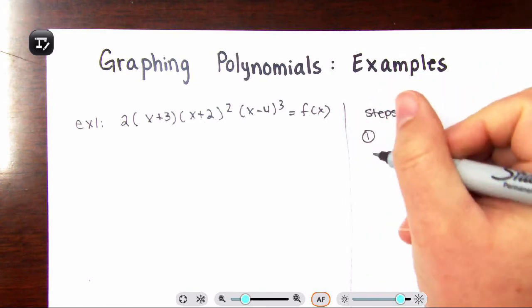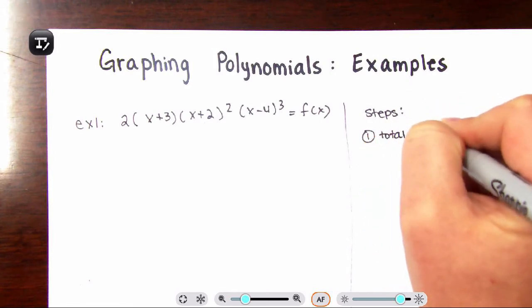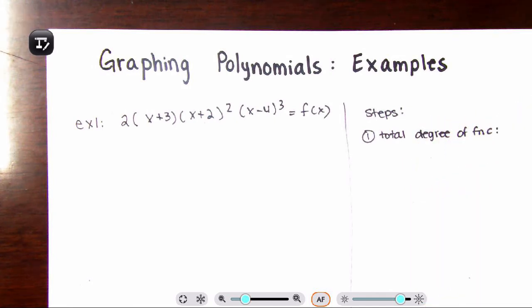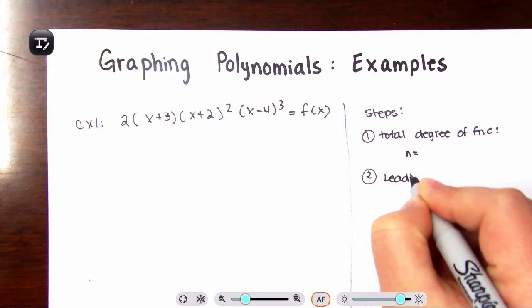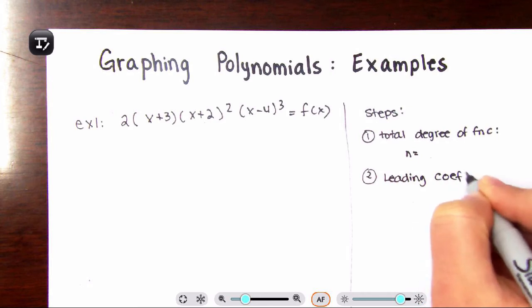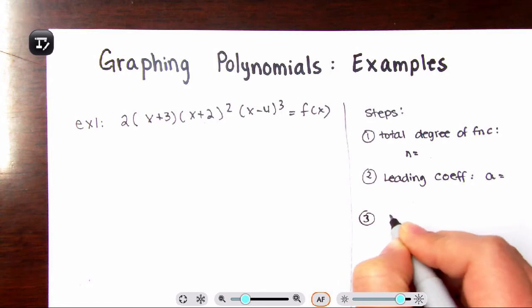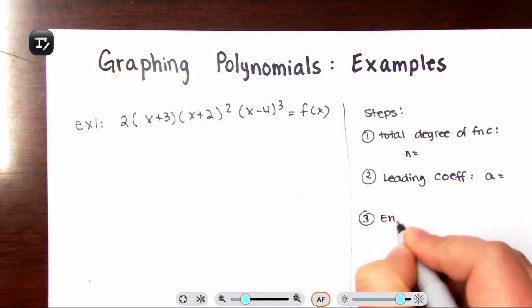Step number 1 is you're going to identify the total degree of the function. Now, if you're using the leading coefficient test cheat sheet that we created, your total degree would be your n. Step number 2 is we want the leading coefficient, which is a. Step number 3, we want to identify end behavior. And literally for the end behavior, you just want what it's going to be on the right-hand side and the left-hand side. I'll show you what I do here, but I'm just going to write end behavior.